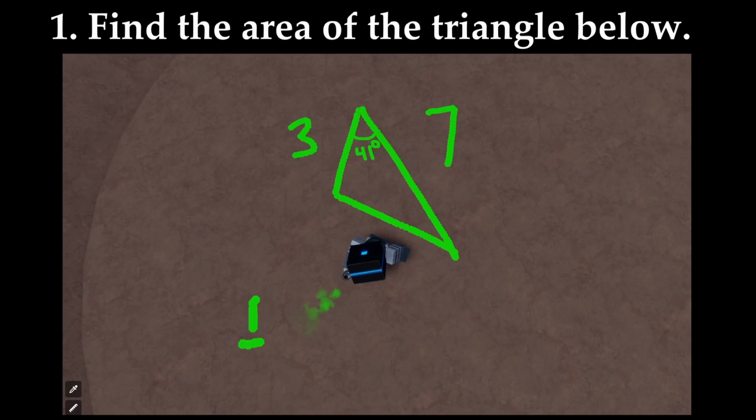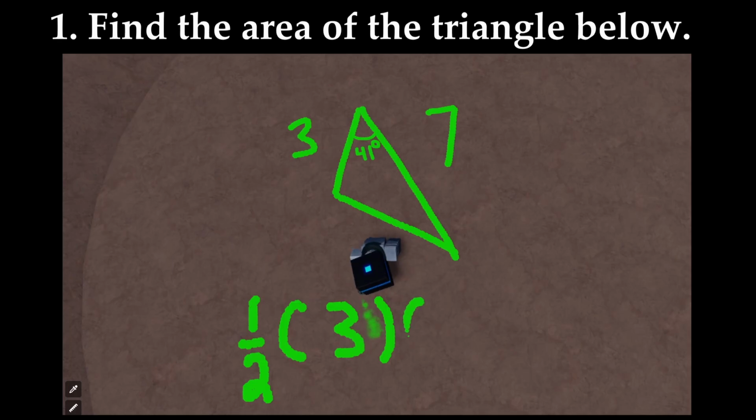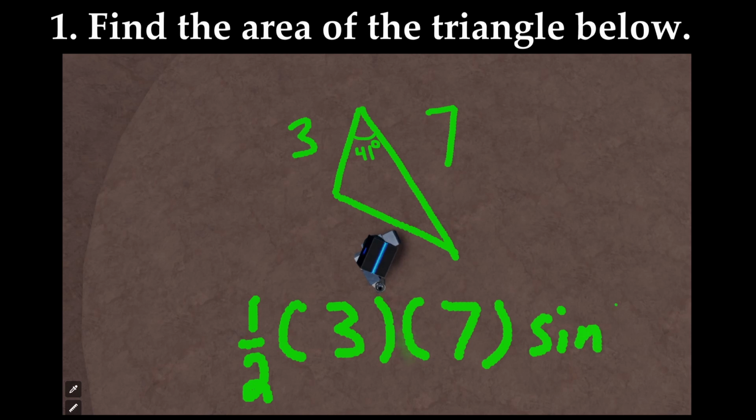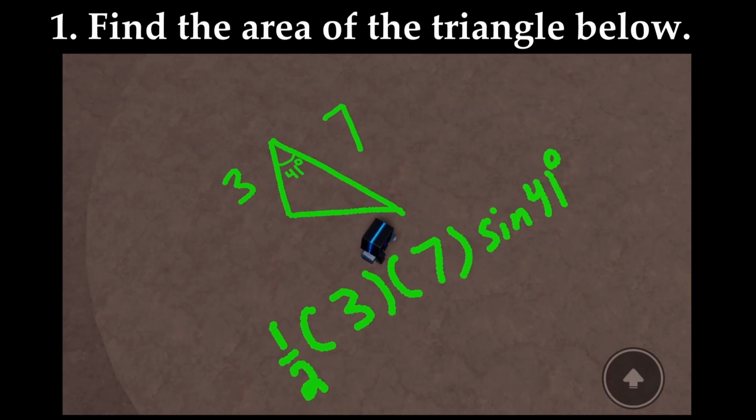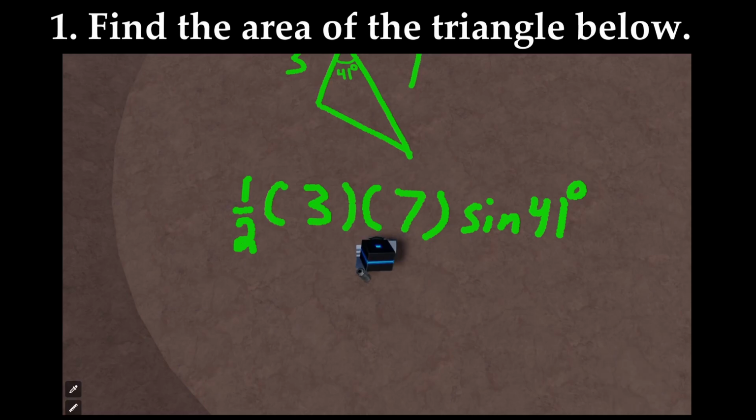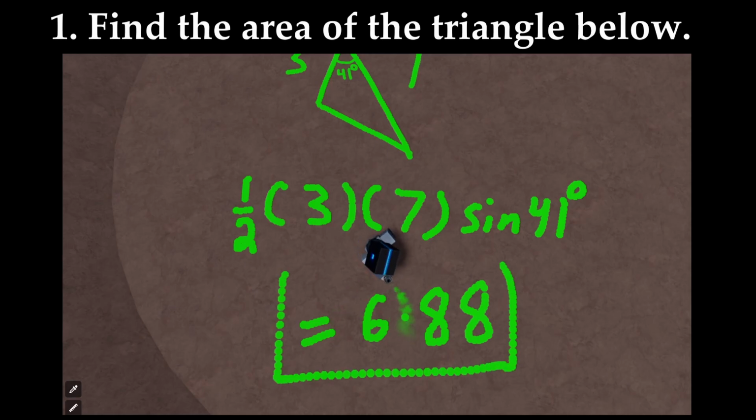So you have 1/2 again, that's a constant. Our first side length is 3, or you could write it as 7, that's fine. And then the other side length is 7, or if you chose 7 first, it would be 3. And then we need to multiply this by the sine of 41 degrees. If you do all that on a calculator, what you should get is that this area is equal to 6.88. That's it. That's how simple it is to use this formula.